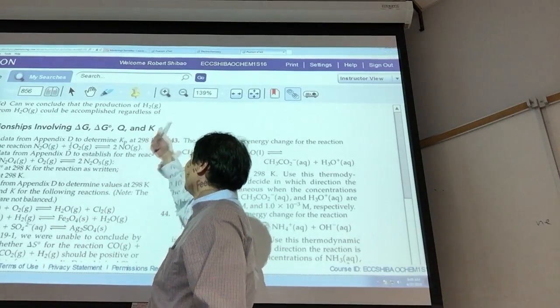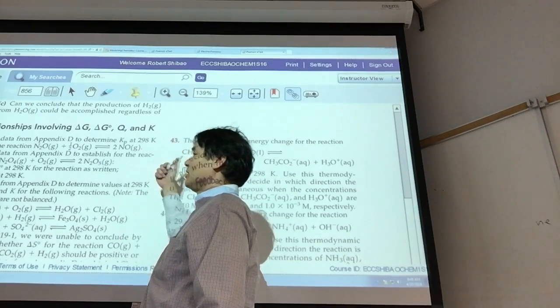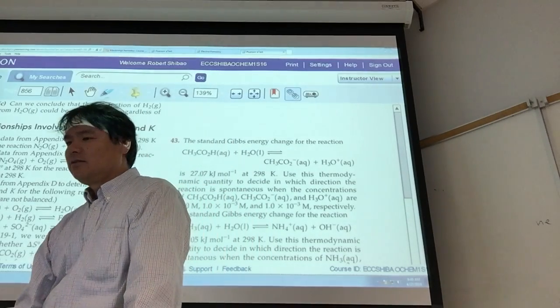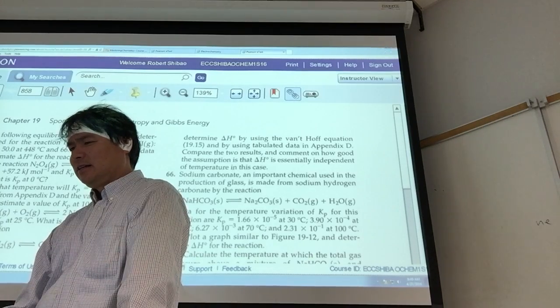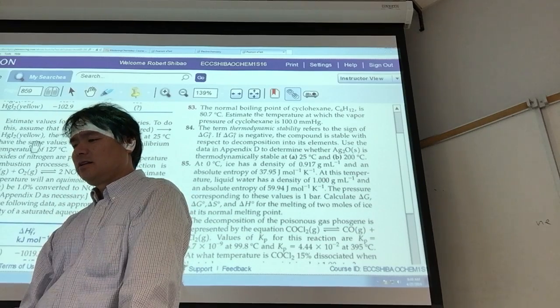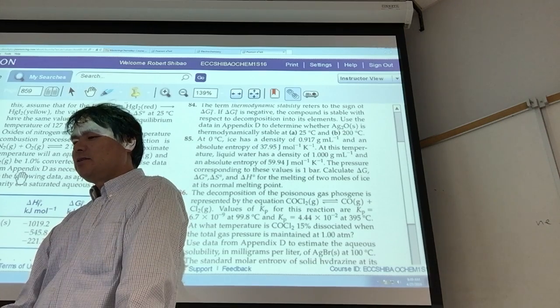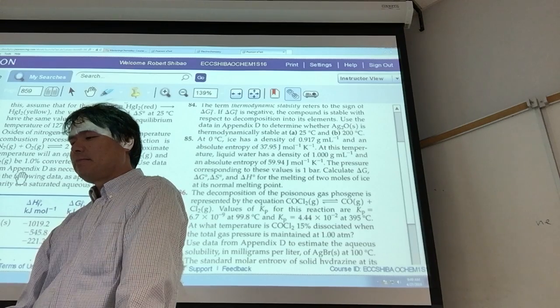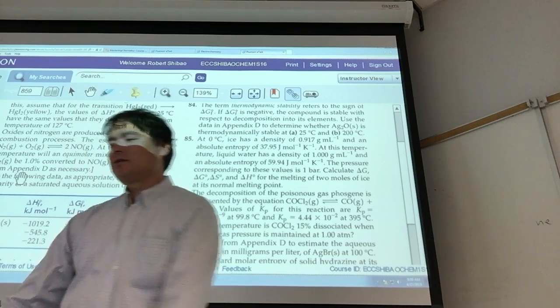Use appendix D data to determine Kp at 298 Kelvin. Number 77, oxides of nitrogen. Oxides of nitrogen are produced in high temperature combustion processes. I did number 77 a little bit, something similar to that, the other day. The essential reaction is N2 plus O2 yields 2 NO.